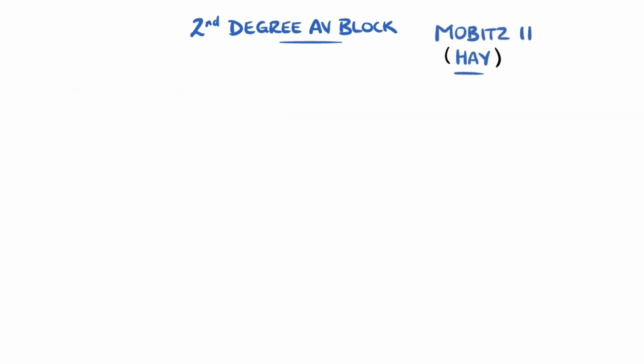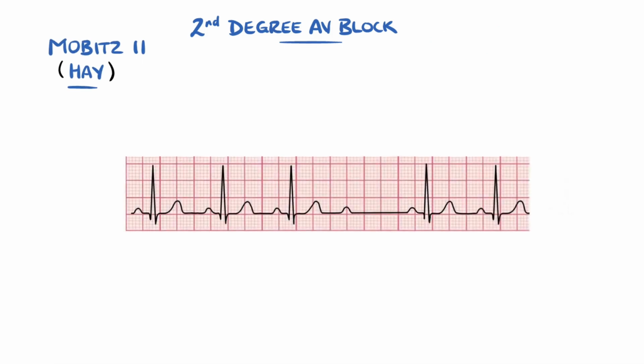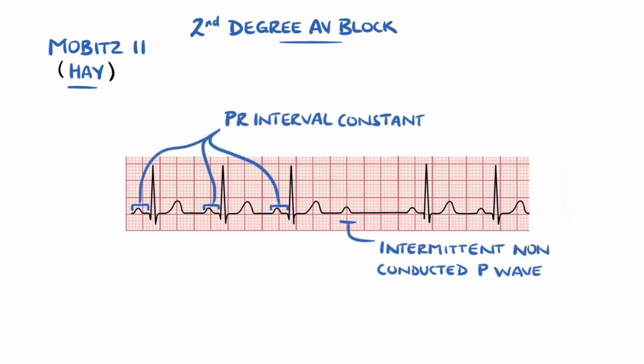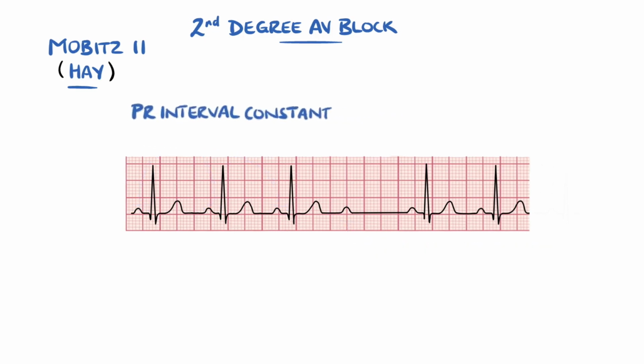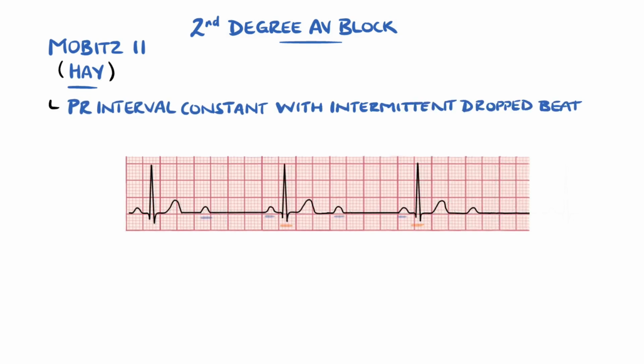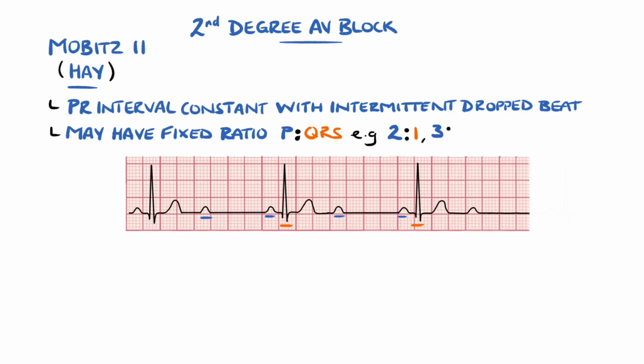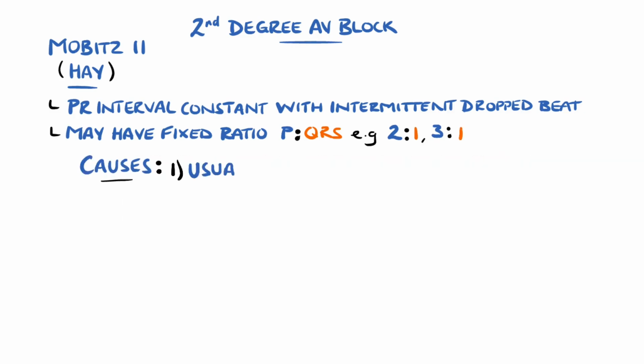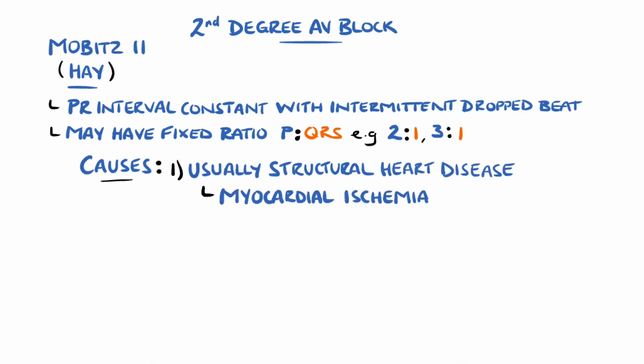On the other hand, in Mobitz 2 or Hay blocks, there is no progressively increasing PR interval, only an intermittent P wave that is not conducted. There is sometimes a fixed ratio between the number of P waves for every elicited QRS, such as 2 to 1 in this example, but they can be higher. Mobitz 2 will usually have structural heart disease, often myocardial ischemia or fibrosis.